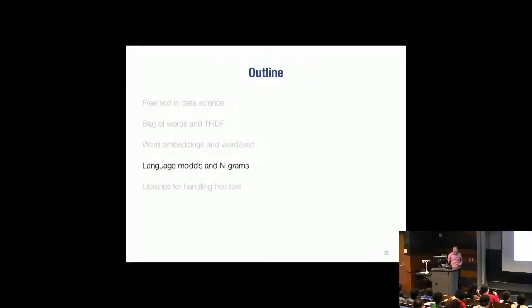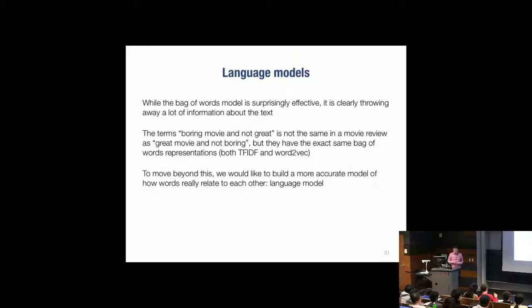Okay, so let's move now to language models and n-grams. While the bag of words model was surprisingly effective, it's clearly throwing away some amount of data too, right? So for example, if you say something is a boring movie and not great, it's not a great grammatical sentence either, but it's very different from saying great movie and not boring. Again, kind of odd phrasings of these things, but you get the basic idea. But these, of course, have the exact same bag of words representations. These two sentences have the same words there. But of course, they mean very different things depending on the ordering of the words.